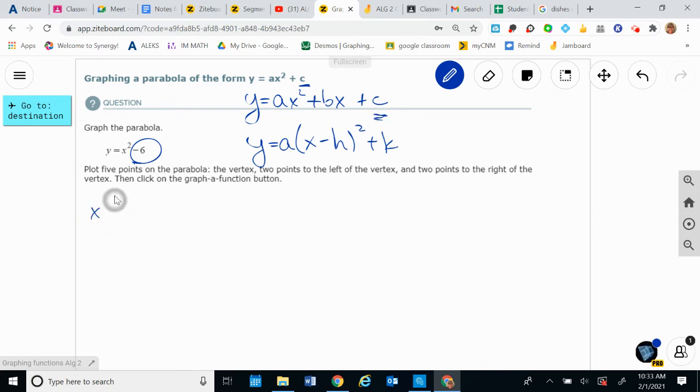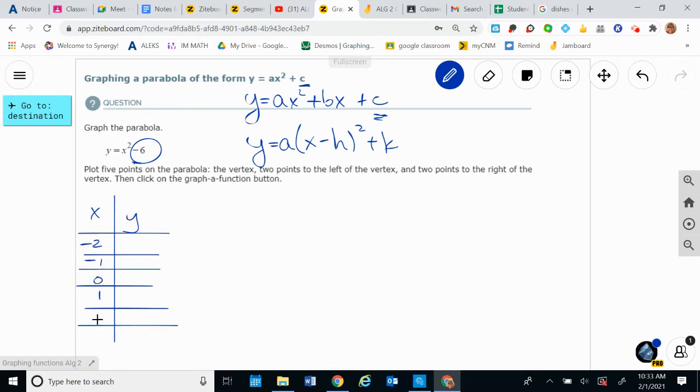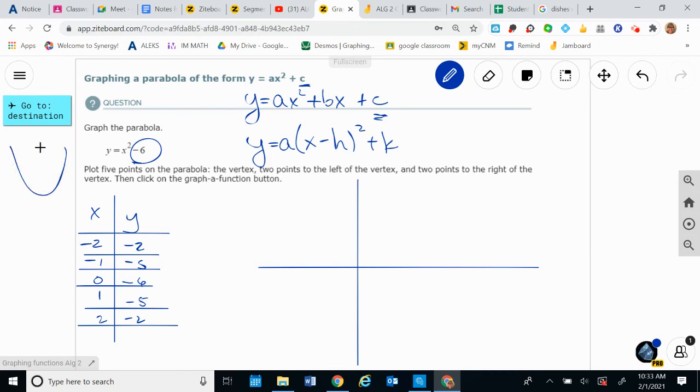So let's do this. x, y: -2, -1, 0, 1, 2. Let's plug it in. (-2) squared is 4, 4 minus 6 is -2. (-1) squared is 1, 1 minus 6 is -5. 0 squared is 0, 0 minus 6 is -6. 1 squared is 1, 1 minus 6 is -5. 2 gives -2. What did that -6 do to our graph? Normally y equals x squared looks like this. It goes through 0, 0, goes like that. This is y equals x squared. What did adding that -6 do to it? 2, -2. 1, -5.